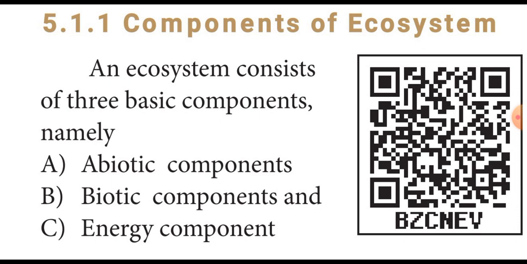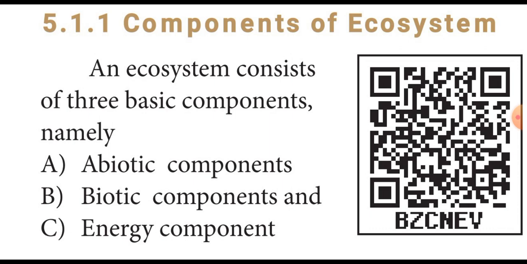First of all, we are going to learn about the components of the ecosystem. An ecosystem consists of three basic components. How many basic components are there in an ecosystem? Three. They are abiotic components, biotic components, and energy components.